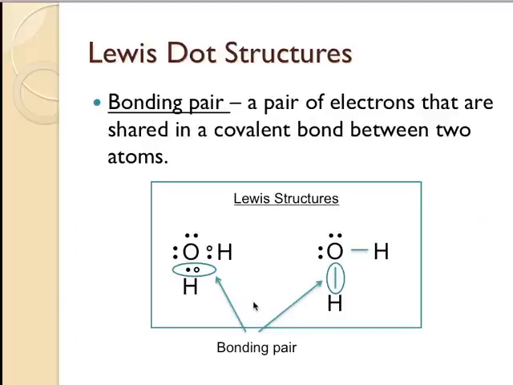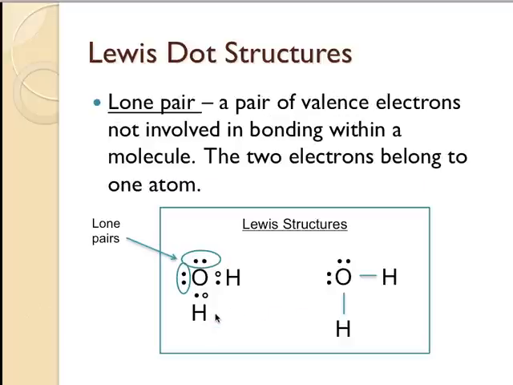Bonding pair: a pair of electrons shown in a covalent bond between the 2 atoms. Lone pair or unshared pair: a pair of valence electrons not involved in the bonding within a molecule. They belong to just one atom.